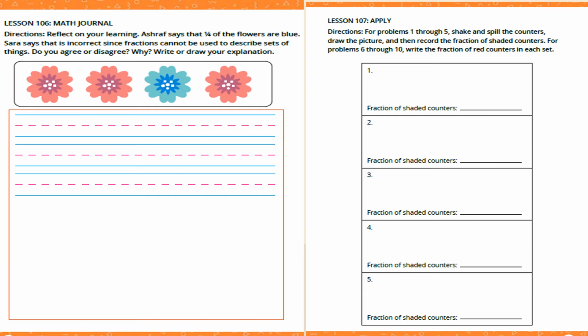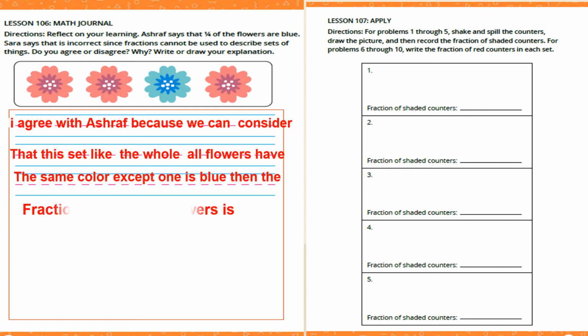I have here 1, 2, 3, 4 flowers. 3 of them pink and 1 of them blue. So I agree with Ashraf because we can consider that this set like the whole. All the flowers have the same color except one is blue. So when I say the fraction of the blue flowers is called 1 from 4 flowers.